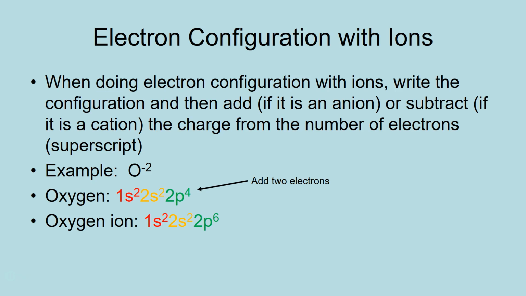An example, if we had O minus 2. Previously, if I had just said, give me the electron configuration for regular oxygen, you would have written 1s2, 2s2, 2p4. But since it is a negative, we need to add 2 electrons, so we get 1s2, 2s2, and we always add to the end for 2p6.